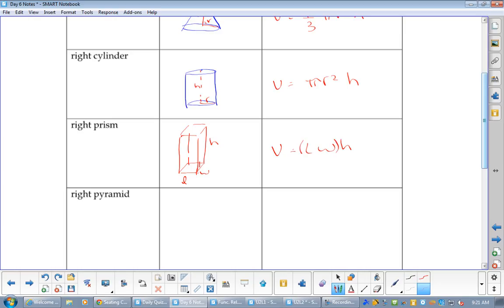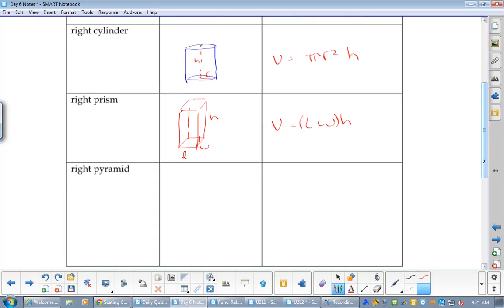Now the right pyramid is if you put a dot there, you don't have to do this on yours, and if you went like this, you would have a right pyramid. Now, by looking at the right cone, if I cut away all that, I am left with 1/3. Same thing with the right pyramid. If I cut that away, I would be left with 1/3 as well.